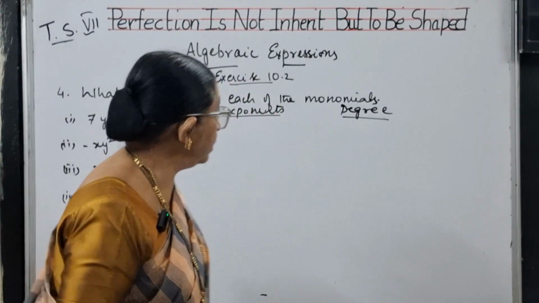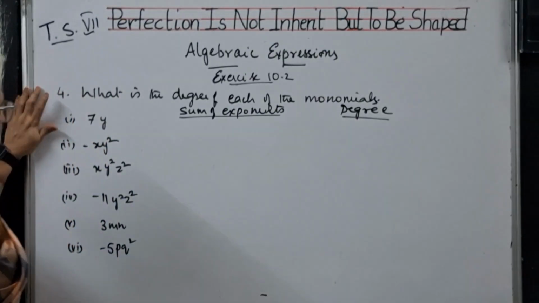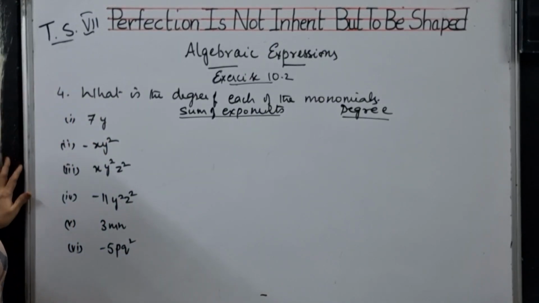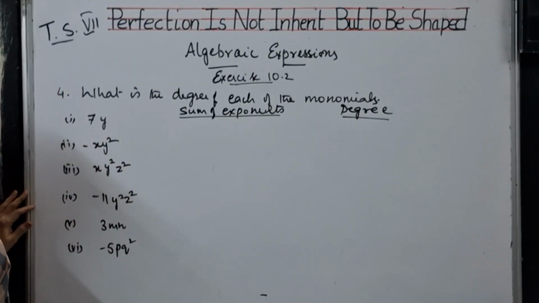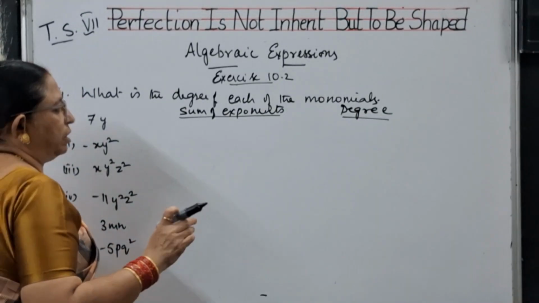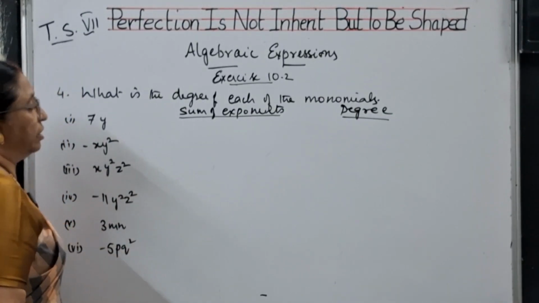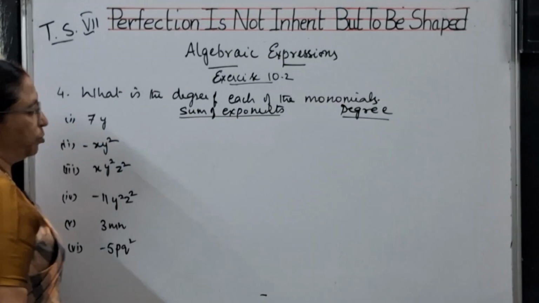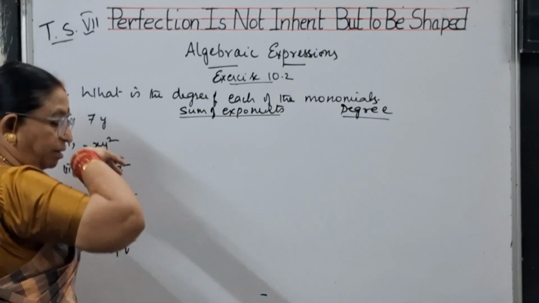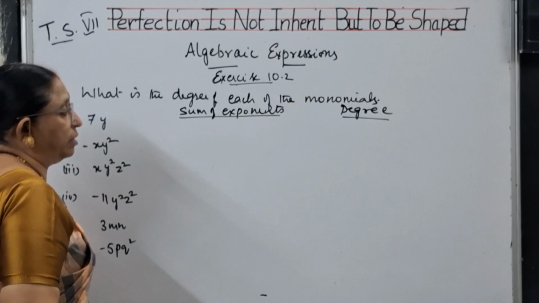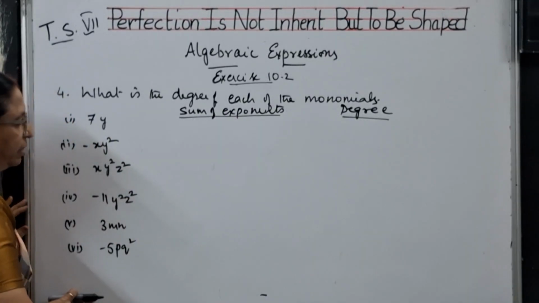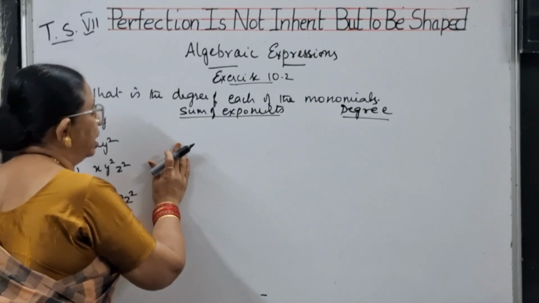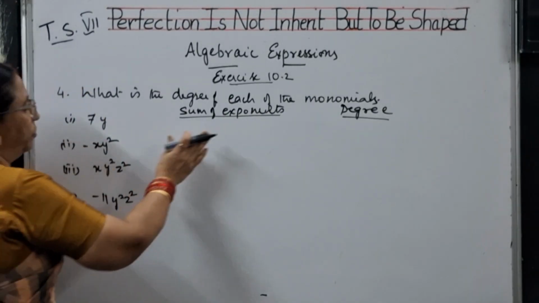Next problem, children. Fourth one. What is the degree of each monomial? So I told you earlier, degree of an algebraic expression, I said. There was a table even there for finding out the degree of each monomial. But as I am doing algebraic expressions, I did not do that. So that kind of problem you have got here. You have to find out the degree of each term. So here we will do like this.